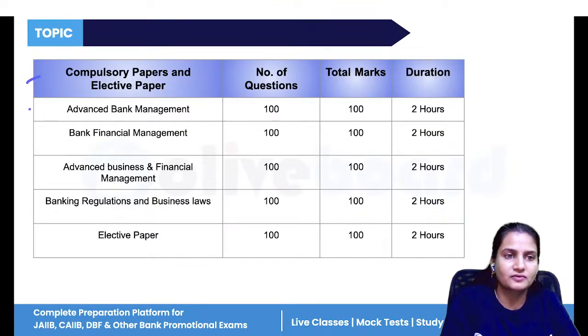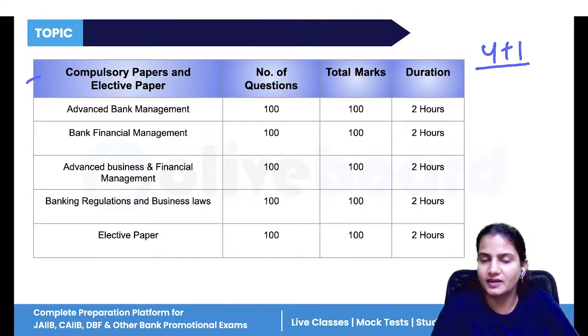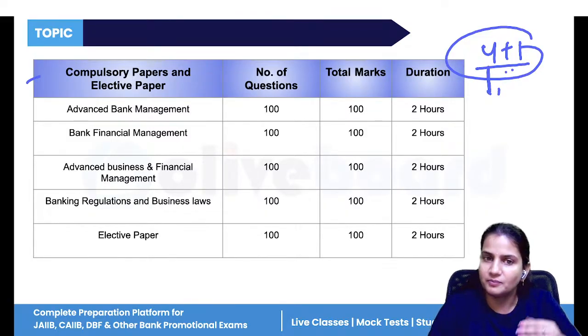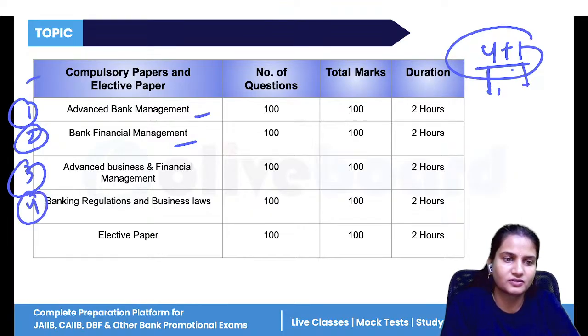Now, in this CAIIB exam, we have four compulsory papers plus one elective paper. It doesn't mean that you have to focus only on your compulsory papers. With compulsory papers, your elective paper is also important. So first paper is ABM, second is BFM, third is ABFM, and fourth is BRBL paper. And fifth is elective paper.